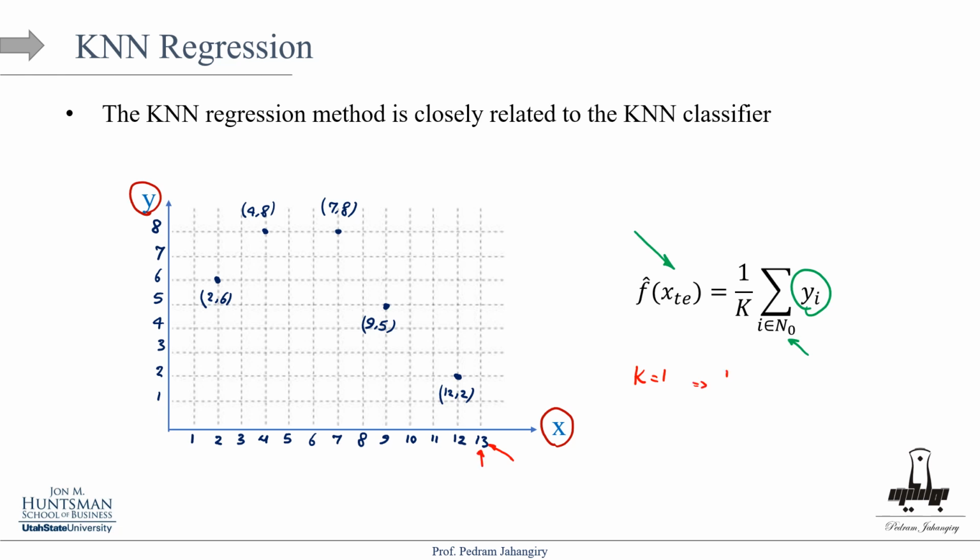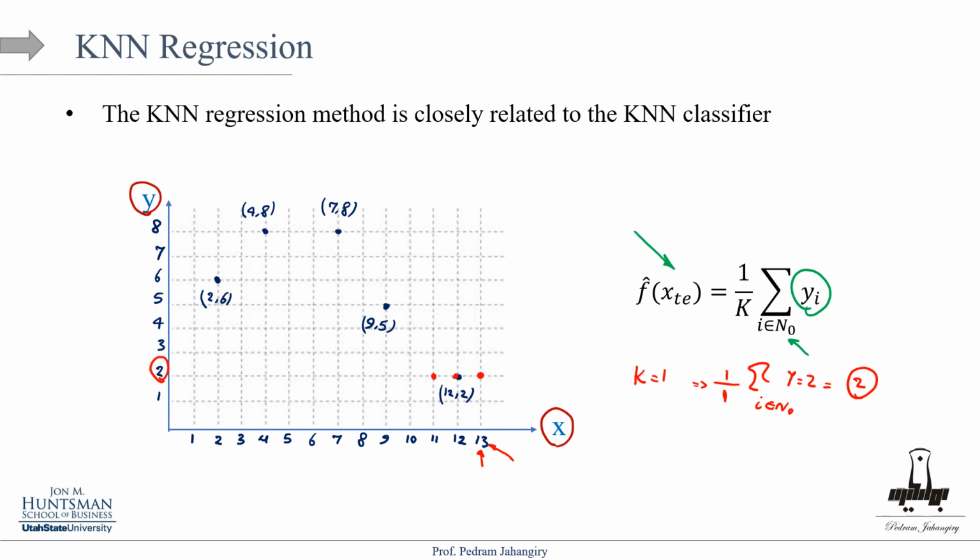The f hat is going to be 1 divided by k, which is 1, times the summation of, in that neighborhood, the yi's, right? So if I say that, okay, here, this is point 13, in this neighborhood, what is the value of y? The value of y is going to be 2, right? So the answer is going to be 2. So if x is equal to 13, then the prediction is going to be 2 if the number of neighbors is 1. If x is equal to 12, the prediction is going to be 2 again. If x is equal to 11, the prediction is 2.